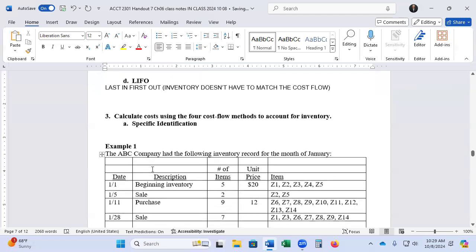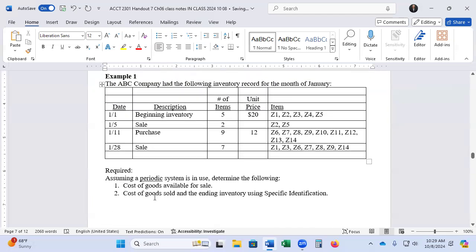So let's look at an example. Example 1. Okay, so here we're using a periodic system, and that means that we're doing things at the end of the month to account for inventory. So for number 1, we want to find the cost of goods available for sale.